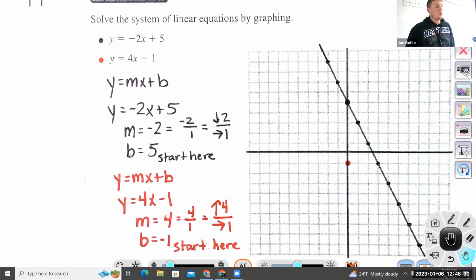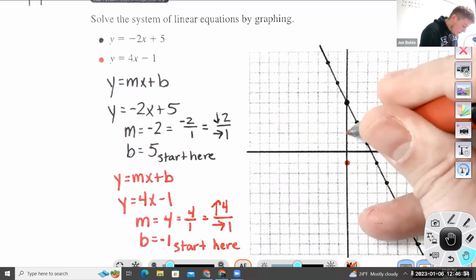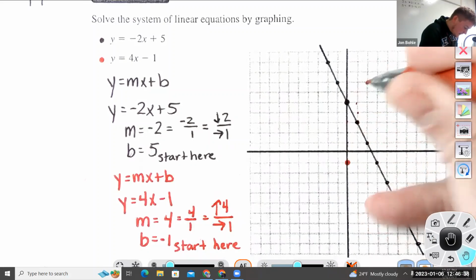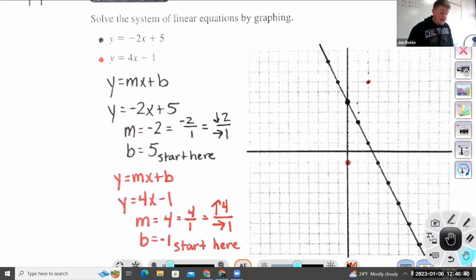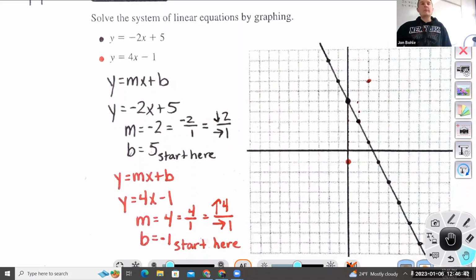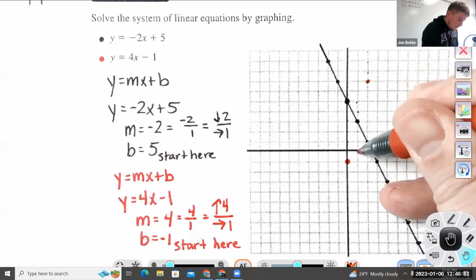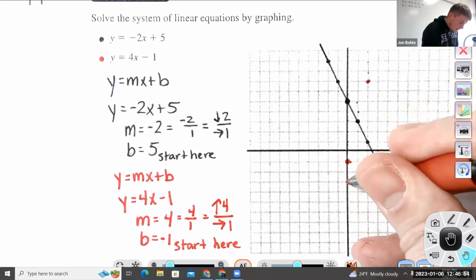And from that point, I do what? Up 1, 2, 3, 4, right 1. 1, 2, 3, 4, right 1. 1, 2, 3. I'm out of space. Does anybody remember how to go backwards from up 4, right 1? Down 4, left 1. Yep, you just reverse the direction. Down 1, 2, 3, 4, left 1.